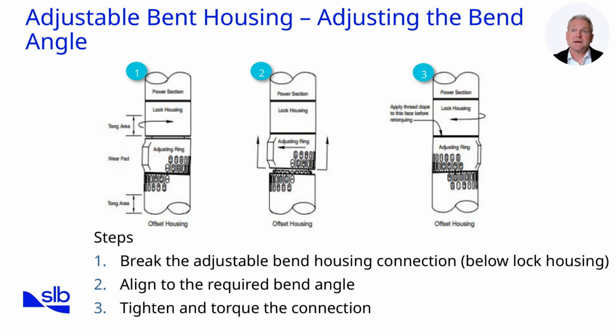Proper adjustment directly influences the build rate achievable during drilling. For instance, a higher bend angle is used when a sharp curve or directional correction is required, while lower angles provide smoother changes in trajectory.